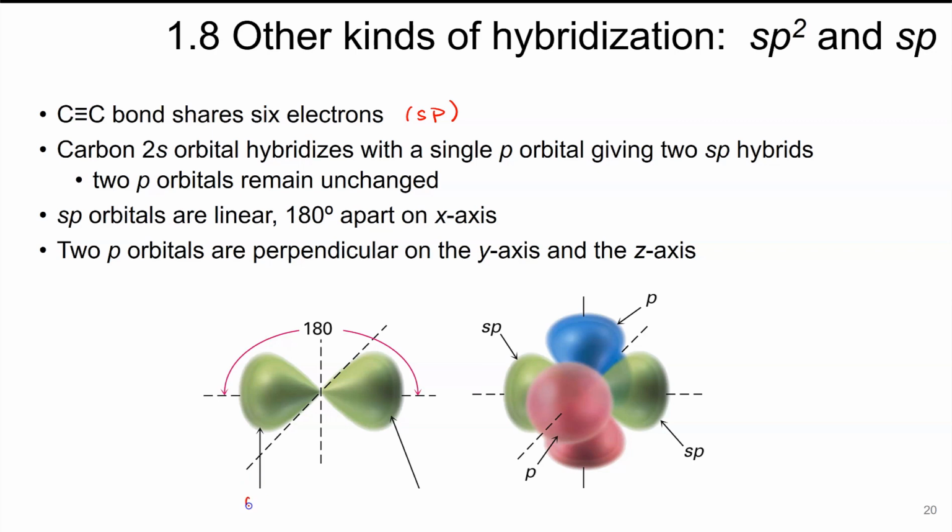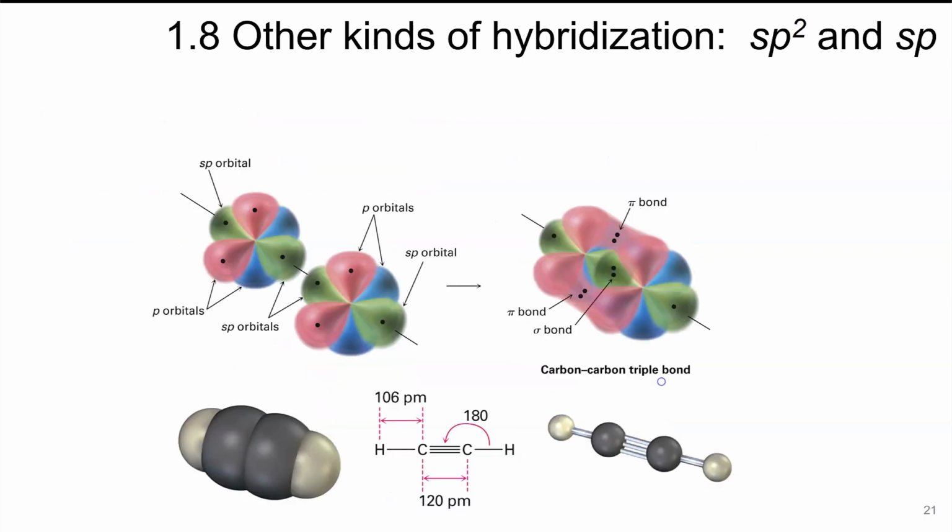So this would be one sp hybrid, this is the other. And they will combine here to make the triple bond, which we'll see in the next slide. So we have two sp orbitals that form this sp head-on, and that forms this sigma bond here. The two p orbitals here are going to form that pi bond. So the sp orbitals are responsible for the sigma bond, the p orbitals are responsible for the pi bond.